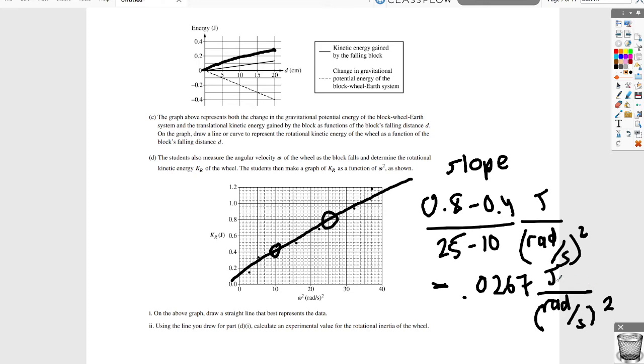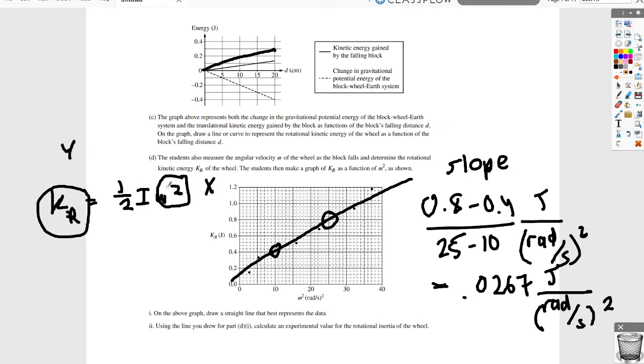So what do you do now? Well, if we want a y equals mx line, we'd have to find that the kinetic energy of your wheel, the rotational kinetic energy, is equal to 1/2 times I times w squared. This is in your formula sheet, I think, so you should already know that. So if this serves as your y, and this serves as your x, then here is your slope right here. So y equals mx, your x coordinate is w squared, and y is KR. So 1/2 I is your slope.